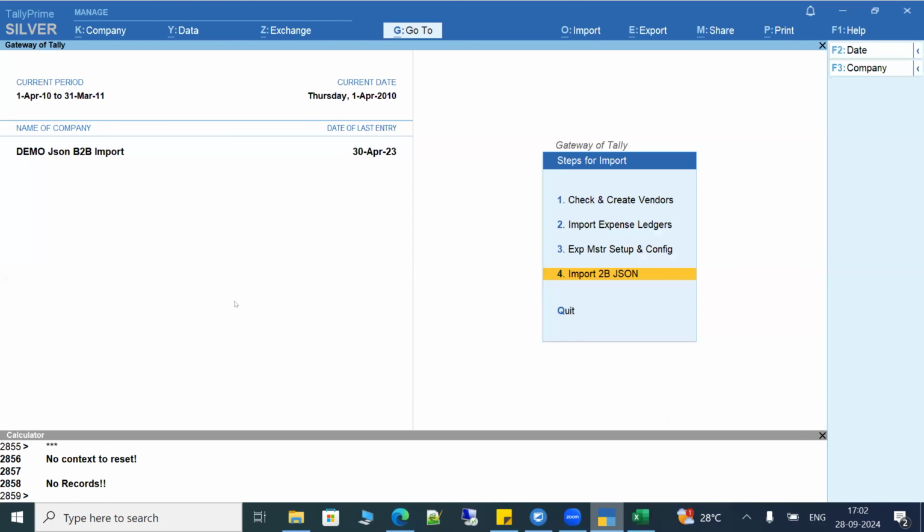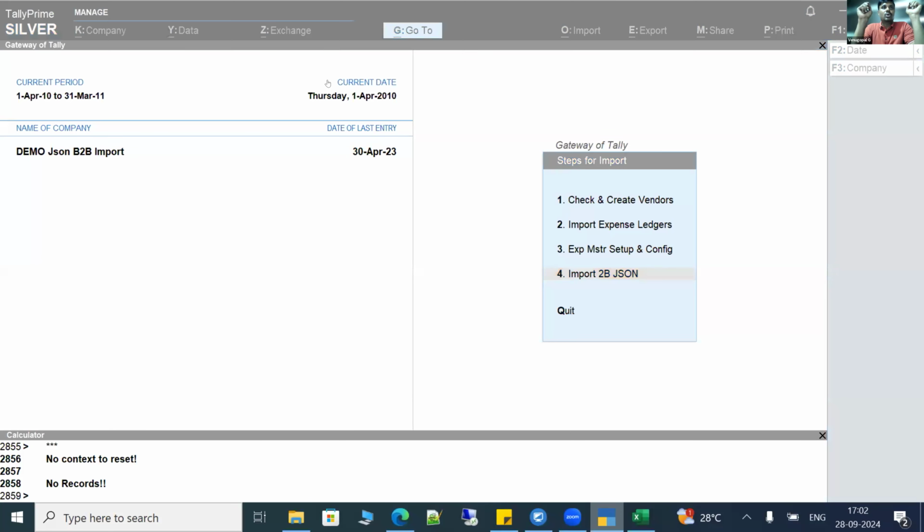See, no records. It is showing no records. So this is a control to ensure that unintentional mistakes don't happen. Now, after importing, tracing which wrong data got imported is controlled.